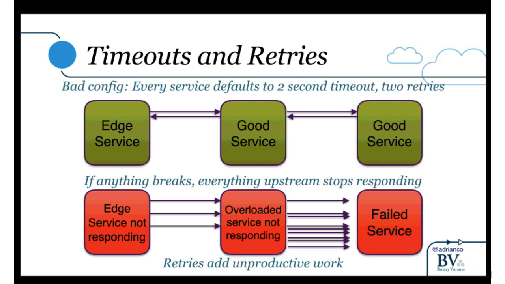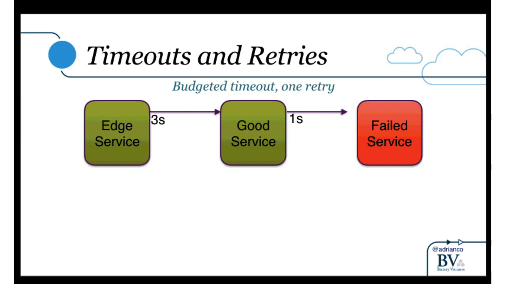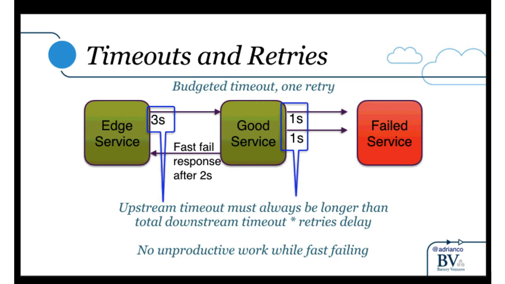So what we had here was what seems like a normal, sensible thing. Let's just have everyone default to a common timeout and retry pattern. Turns out that doesn't work. What do we have to do? What we want to do is budget it. We want to have a timeout at the edge, which is longer than the sum of all timeouts and retries of the things it's going to call.